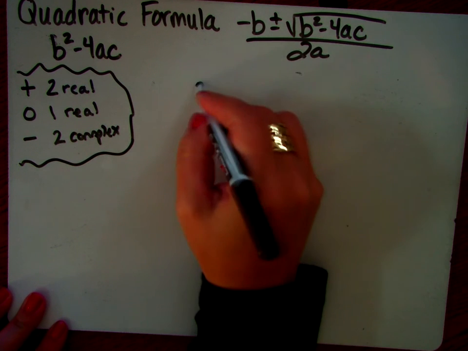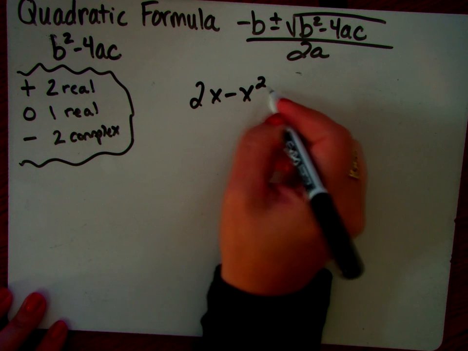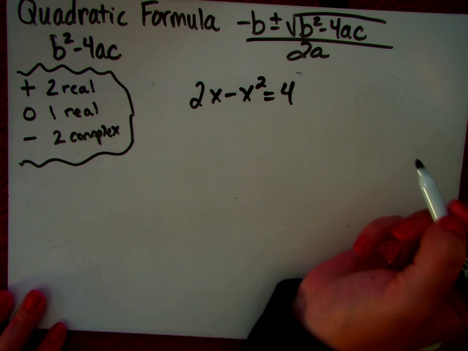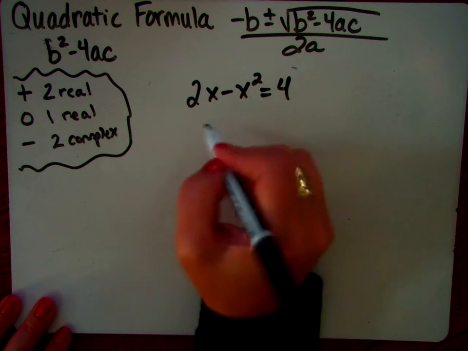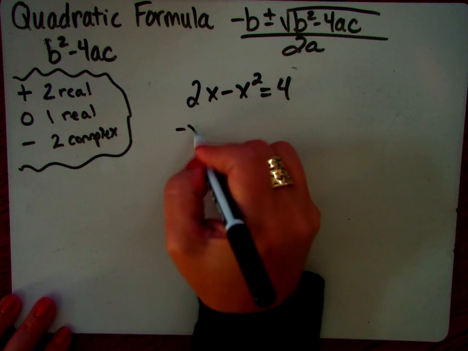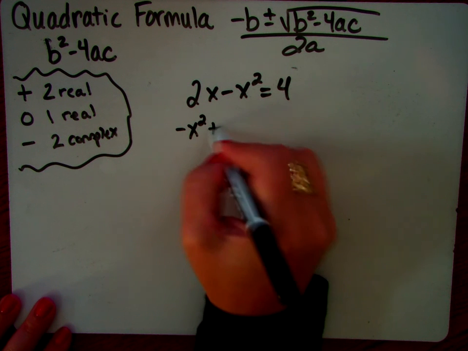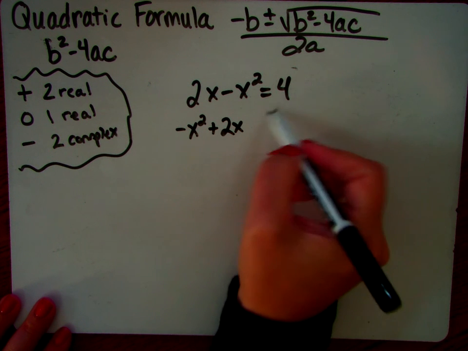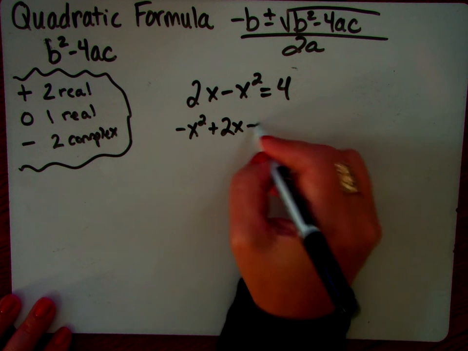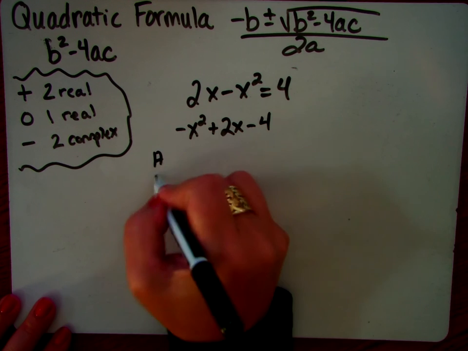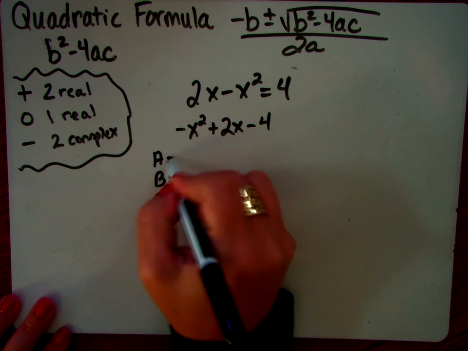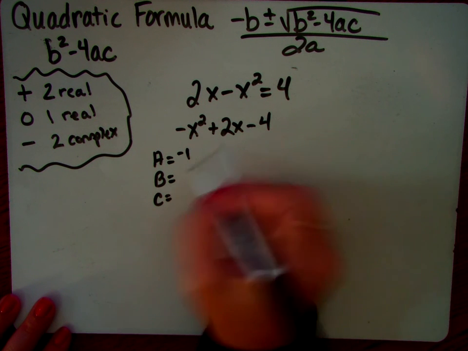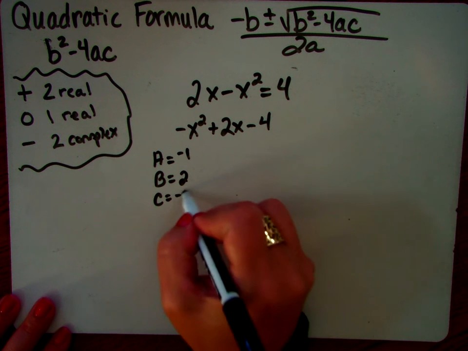All right, we have 2x minus x squared equals 4. We have to get it in standard form first. So my x squared is going to come first, and it's a negative. My 2x is next, and it's a positive. The 4 has to come over, which makes it a negative 4. So identify your a, b, and c. a is negative 1, b is 2, c is negative 4.